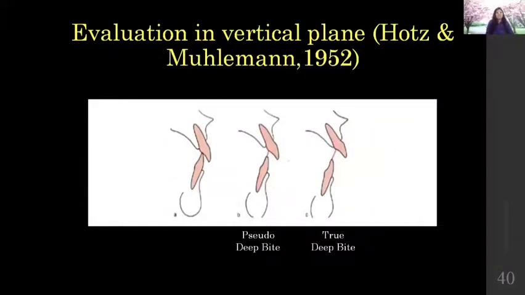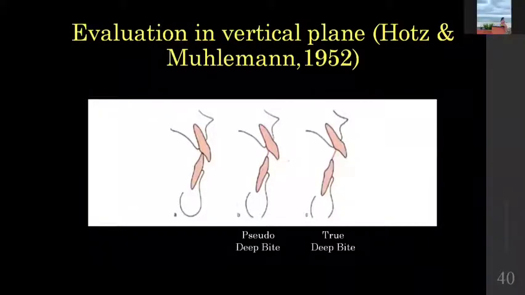Going ahead, in the vertical dimension, the path of closure, if you check it out, you encounter two things. One is true deep bite and the other is pseudo deep bite. So what is true deep bite? True deep bite is nothing but, if these are molars, your molars are infra-occluded. They are not completely erupted. Because they are not completely erupted, you encounter deep bite in the anterior section. That is true deep bite for you.